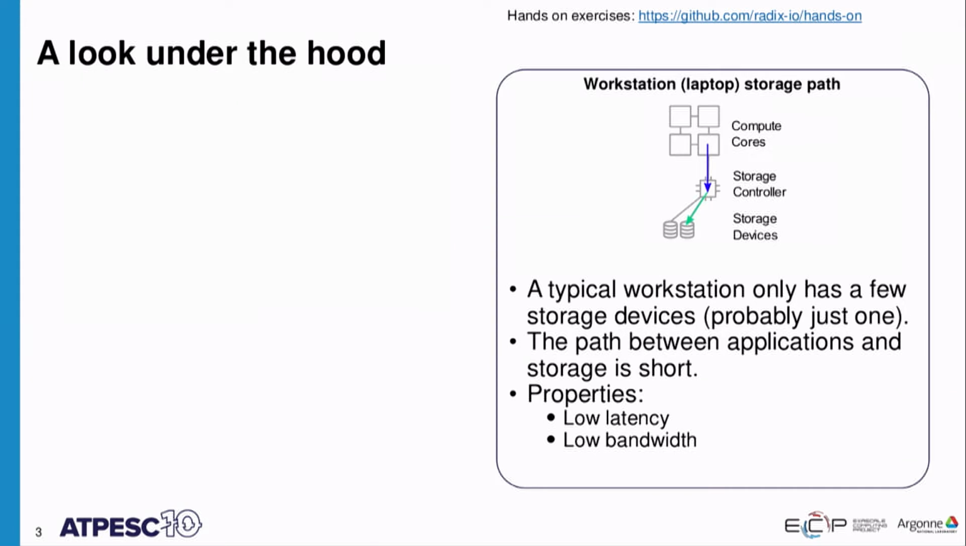So let's see what a parallel file system looks like on the scale of machine that we're using in ATPESC. We'll start with what a workstation or a laptop might look like. As you know, there'll be a handful of cores there, or maybe several cores if you have a nice workstation. There's a storage controller and one or maybe a few hard drives. And so if you want to access a byte of data, it doesn't take long to get from your compute core to your storage device. It just goes through a controller, hits the device, and comes back.